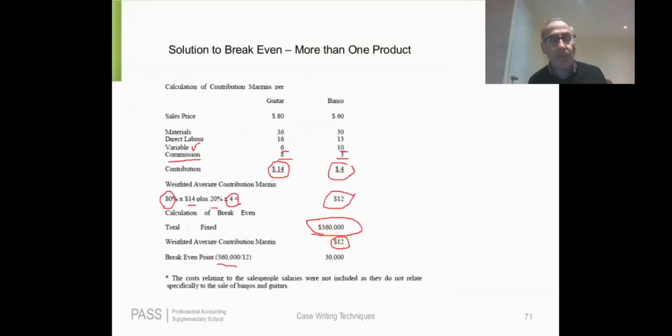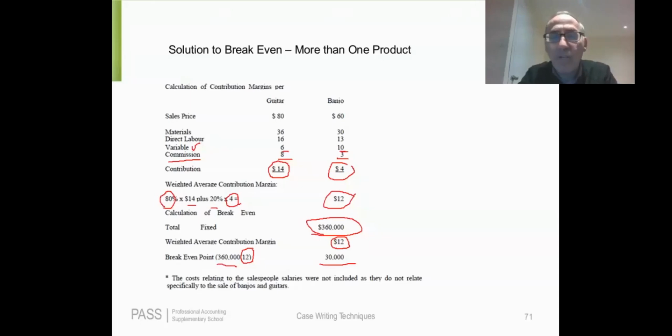So I take my total $360,000 of fixed costs that relate specifically to guitars and banjos. I divide by my weighted average contribution margin of $12. My break-even point is 30,000. What that means is I need to sell a total of 30,000 string instruments, guitars plus banjos, in order to break even. Now, if I need to sell 30,000 string instruments, guitars plus banjos, can somebody tell me how many guitars and how many banjos we need to sell?